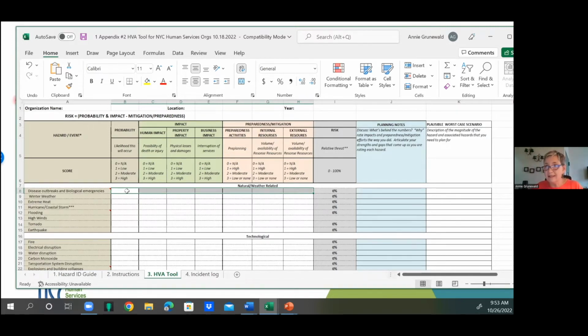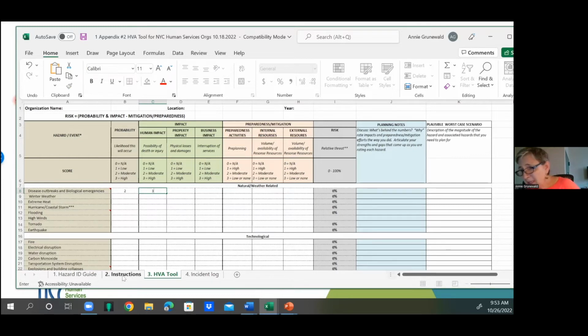Let's look at disease outbreaks. Well, how likely is it? It's pretty likely, right? At least moderate, because we have experienced an event, one of those very bad events we haven't seen ever in our lifetime. So the probability, we assign a number to it. And we're going to talk about how you determine these numbers. The human impact, maybe we say the human impact was very high for us.